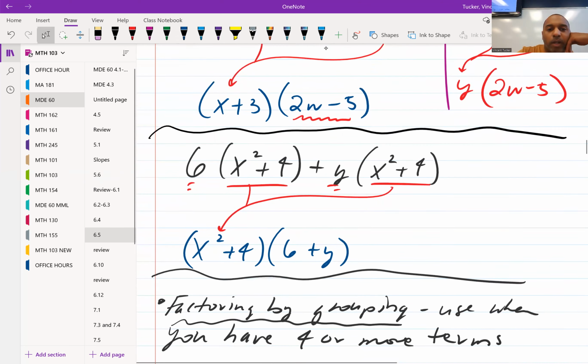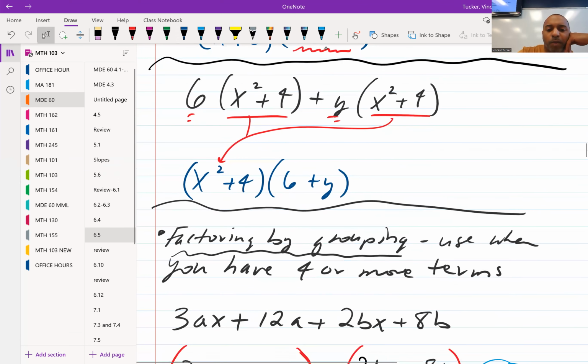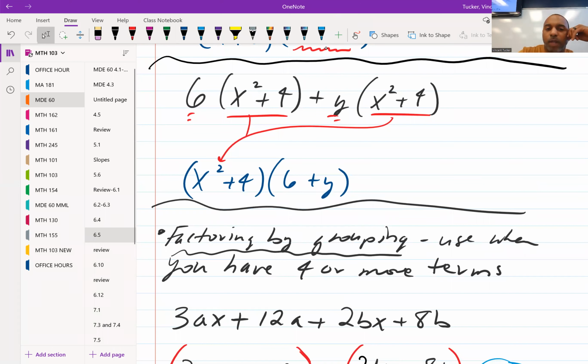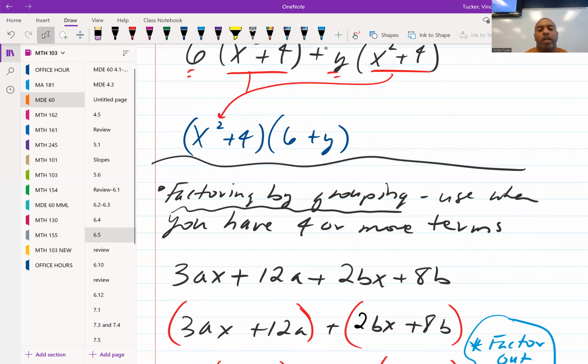All right. So the last thing in this section is factoring by grouping. And it's going to lean on what we just finished emphasizing in those last few examples. Factoring by grouping is something that you will use when you have four or more terms. So we have 3ax plus 12a plus 2bx plus 8b. And so what we want to do is group together the first two and the second two.